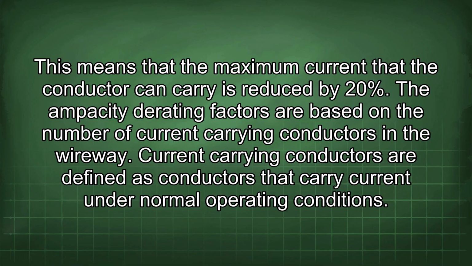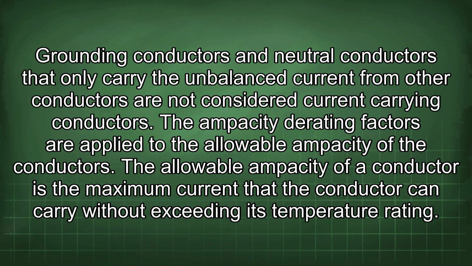The ampacity derating factors are based on the number of current-carrying conductors in the wireway. Current-carrying conductors are defined as conductors that carry current under normal operating conditions. Grounding conductors and neutral conductors that only carry the unbalanced current from other conductors are not considered current-carrying conductors.